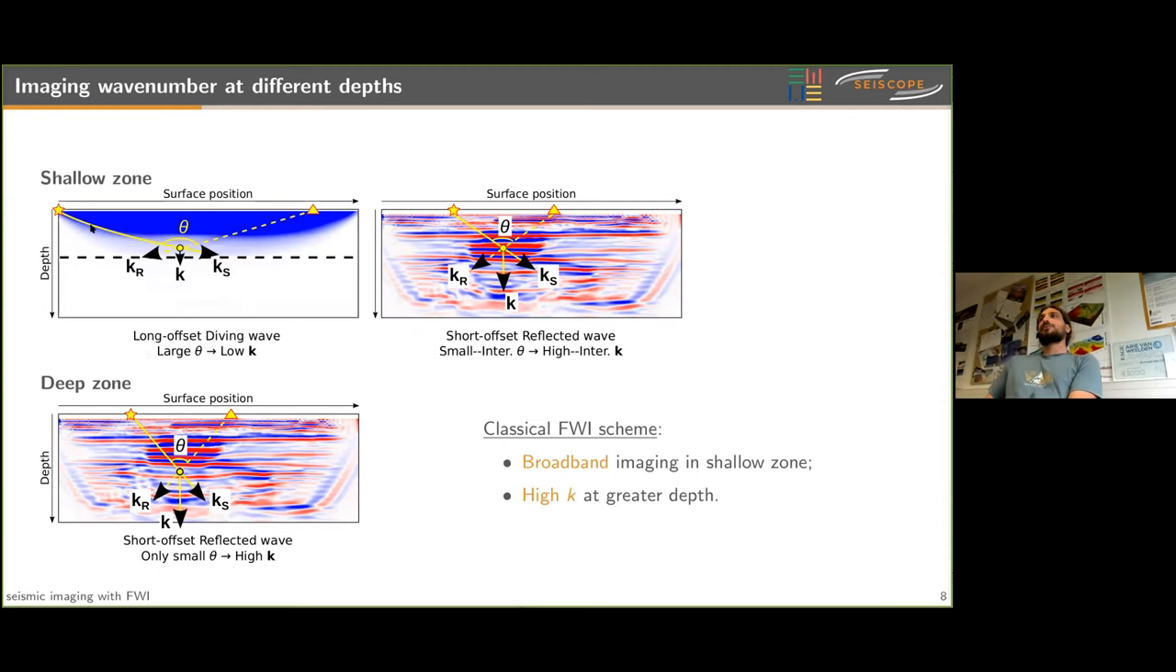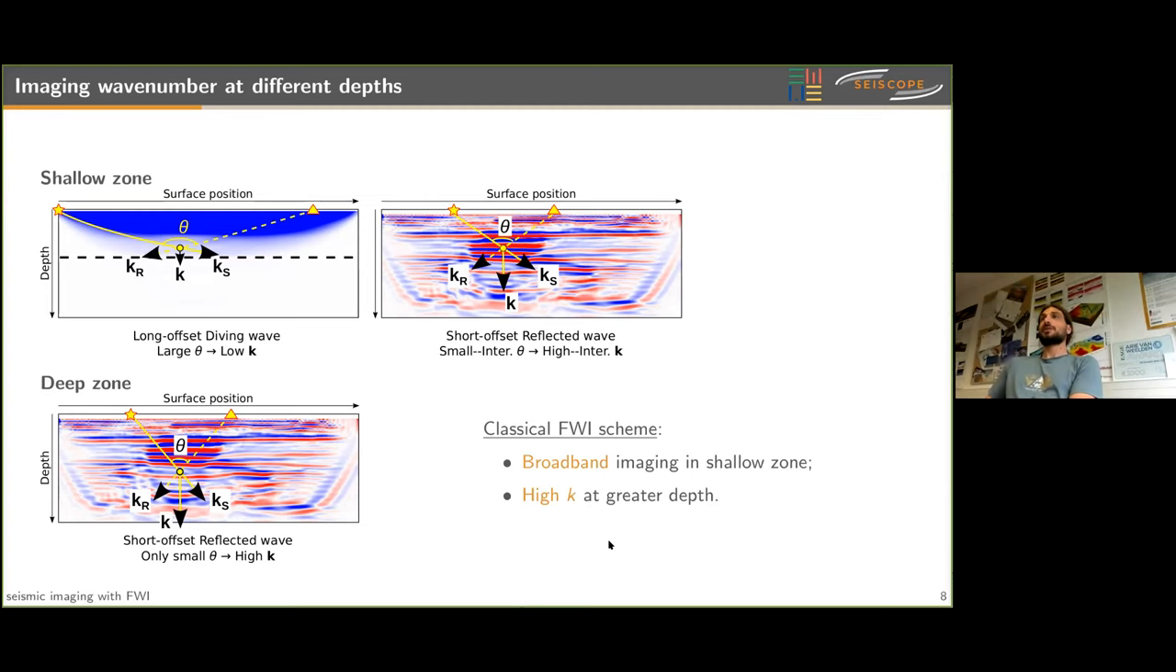So that means that if we consider a crustal target with a surface acquisition at shallow depth, we will be able to sample both large scattering angles with diving and transmitted waves, and small scattering angles through reflection and short offset diffraction. This means that at shallow depth, we are sampling a broad range of diffracting angles, which gives us a broad range of wave number component updates in this region. At depth, we are only able to sample small theta angles, which means that we will have only high wave number components at depth.